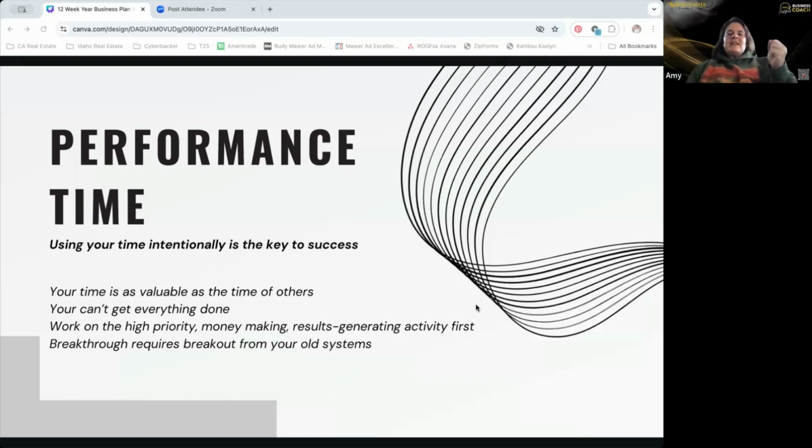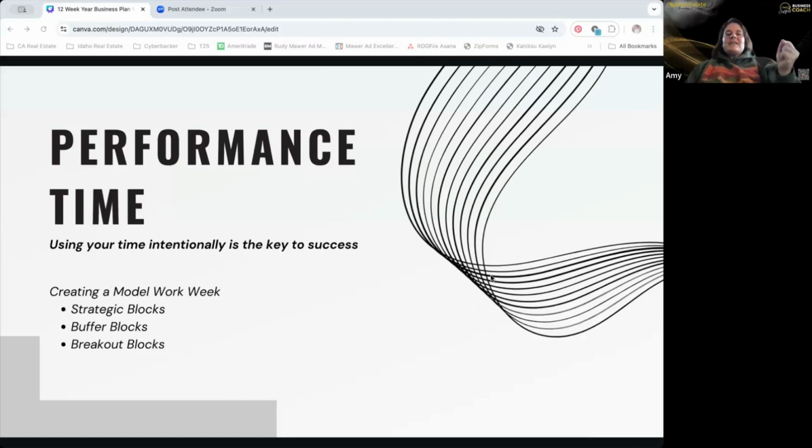Finally, we need to understand that breakthrough in our business requires breakout from our old systems. We need a profound change in the way that we show up for the results. So breakthrough requires that you be willing to change the way that you spend your time. Okay, the way that we do things. So who's ready for some breakthrough in their time?